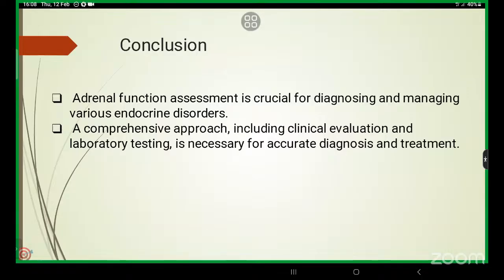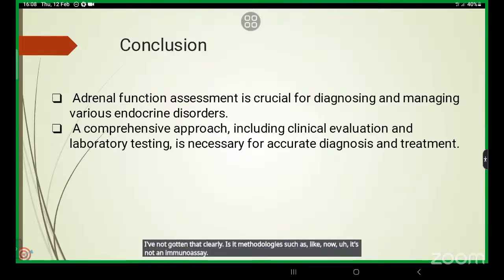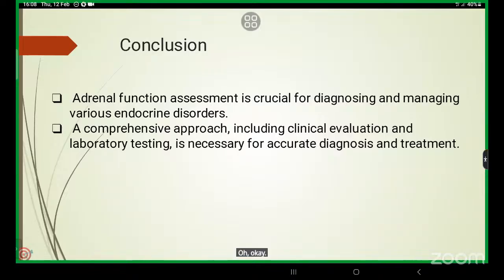I've not gotten that clearly. Is it methodologies such as like now? It's not an immunoassay. We have the common methodologies that are being used for catecholamines. There are certain methodologies that are used.